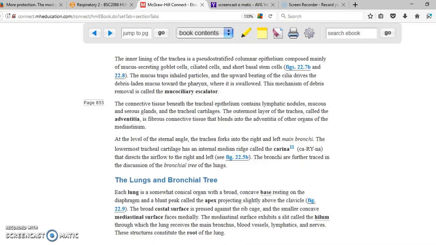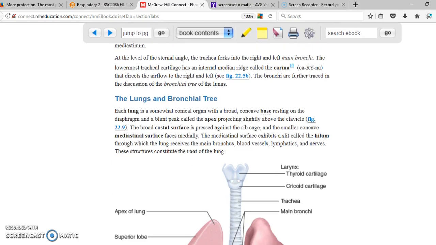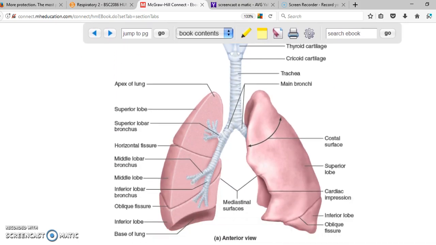Okay, let's keep scrolling down, and we get to the lungs and the bronchial tree. If we scroll down, right here, you can see that we have 2 lungs, the left lung and the right lung. The right lung has 3 lobes, 1, 2, and 3, and the left one has 2 lobes, 1 and 2. The main branches are going to be called main bronchi. The branches after that are going to be called secondary bronchi. Okay, and then after that, they keep branching out: tertiary bronchi, bronchioles, and at the end, you're going to have the alveoli.